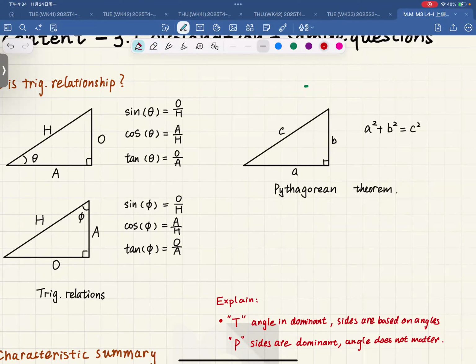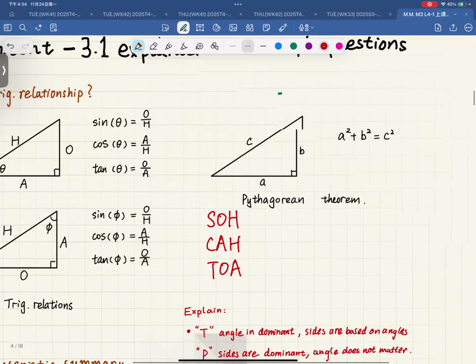So SOHCAHTOA: sine is opposite over hypotenuse, right? And cosine is adjacent over hypotenuse. And the tangent is opposite over adjacent, right?